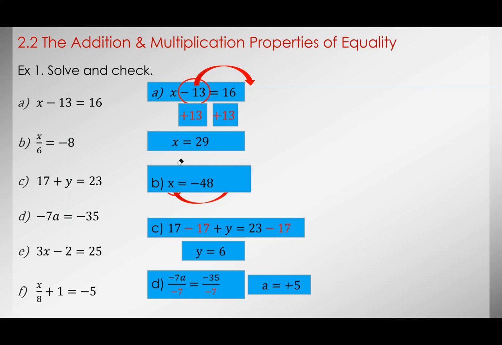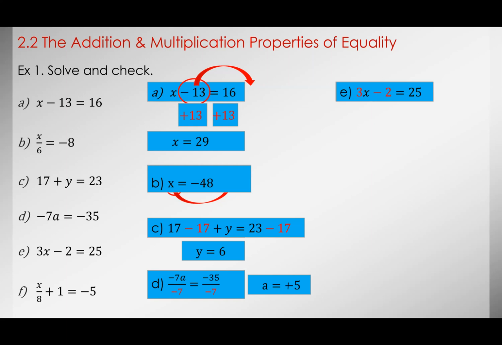And let's take a look at E, right? E is a little bit different in the sense that now we do not have just one operation, but we have 2 operations in here. We know that there's a subtraction and there's a multiplication. Our goal is we want to get rid of that 3 and we want to get rid of that 2, because to solve, we need to get x by itself.